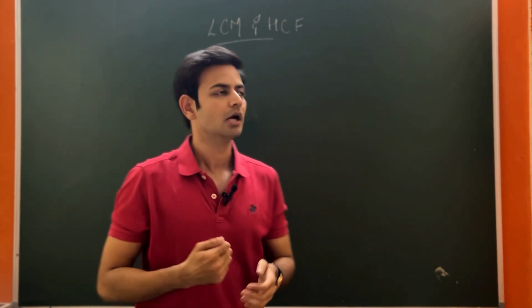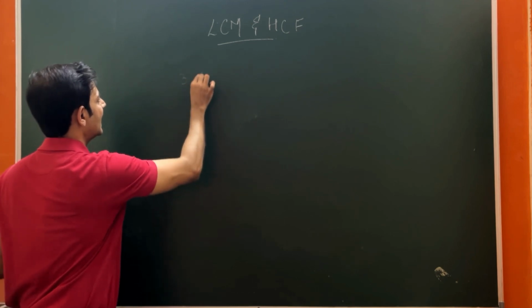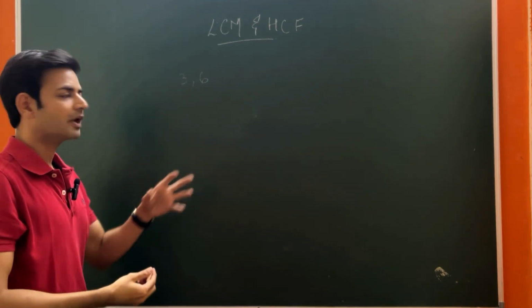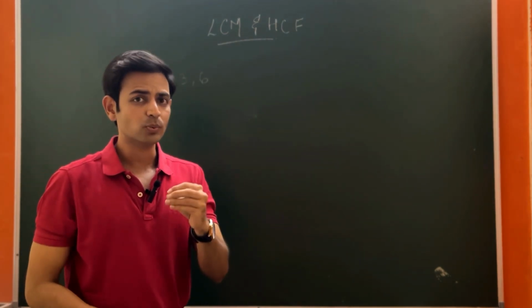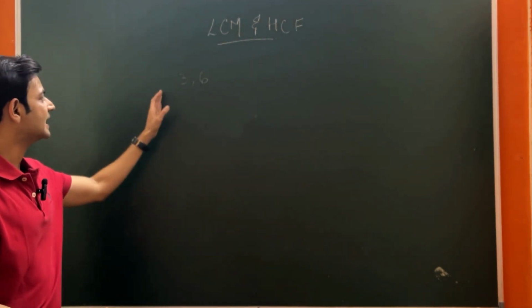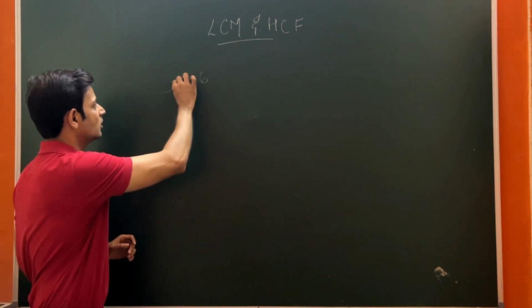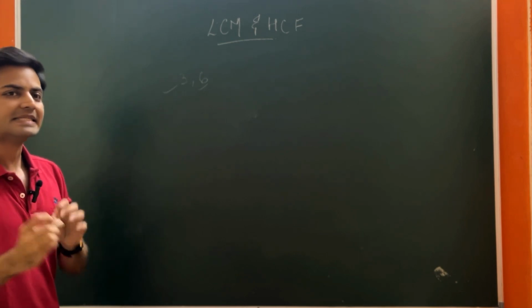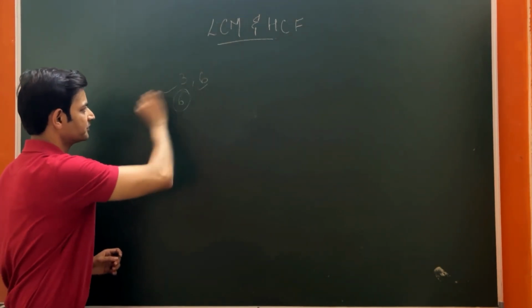numbers we are given. For example, let's say we get the numbers 3 and 6. I have to find the least number which will come in the table of 3 as well as 6. So 6 ones are 6. 6 comes in the table of 3 also and 6 also. So LCM of 3 and 6 is 6.